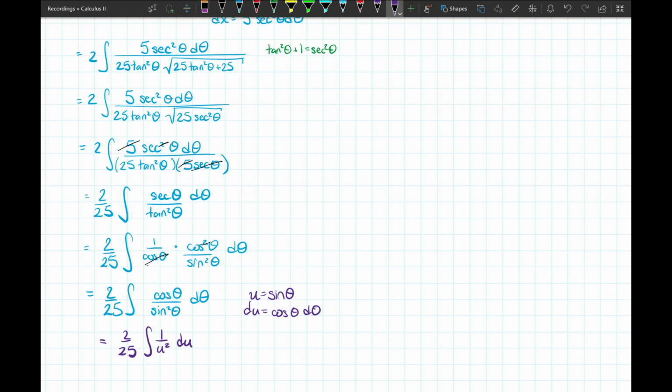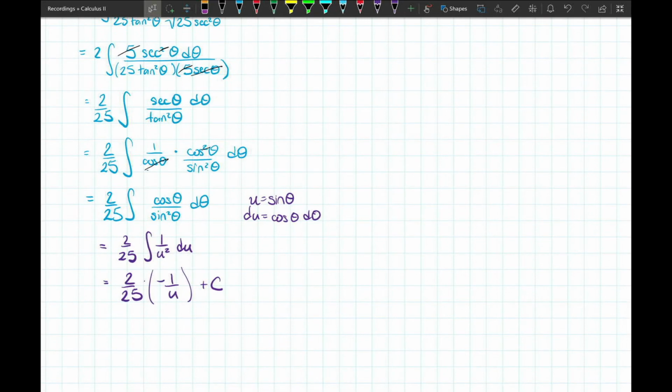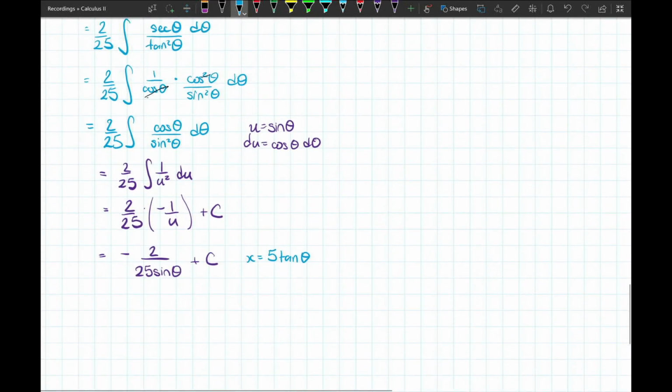The antiderivative of u to the minus 2 is going to be negative u to the negative 1. All right, well, it's time to start reversing all of our substitutions. U equals sine theta can be reversed easily, and the trickier one to reverse was the initial substitution. Since x is equal to 5 tangent theta, that means tangent theta is equal to x over 5. Let's see if we can use that to figure out an expression for sine theta using the triangle.